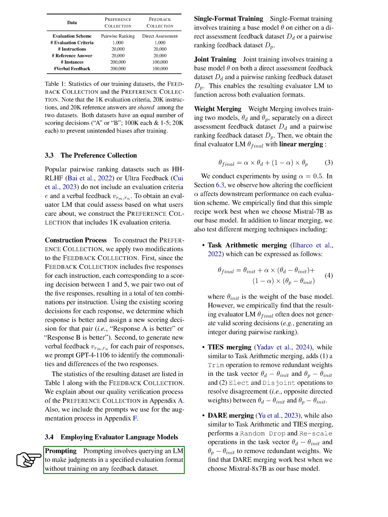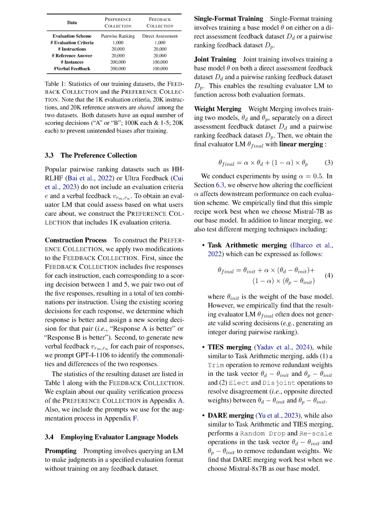Prompting involves querying an LM to make evaluations without training on feedback data. Single-format training trains a base model on either direct assessment or pairwise ranking feedback datasets, while joint training trains the model on both formats to enable cross-format functionality. Weight merging combines models trained on direct assessment and pairwise ranking datasets to create the final evaluator LM. We experiment with different merging techniques and find that certain approaches work best with specific base models.